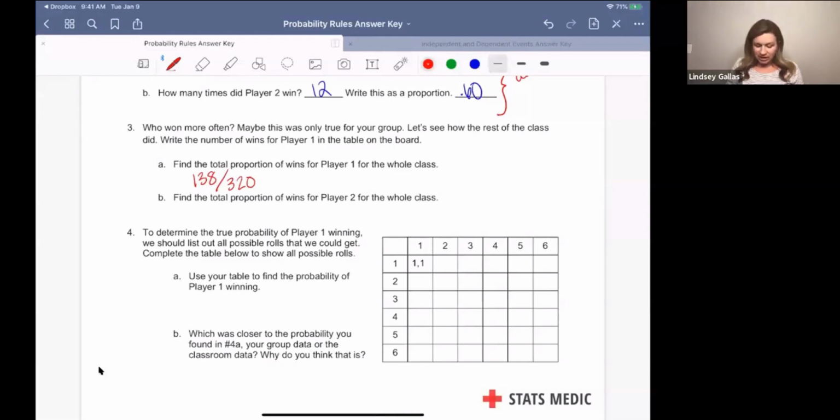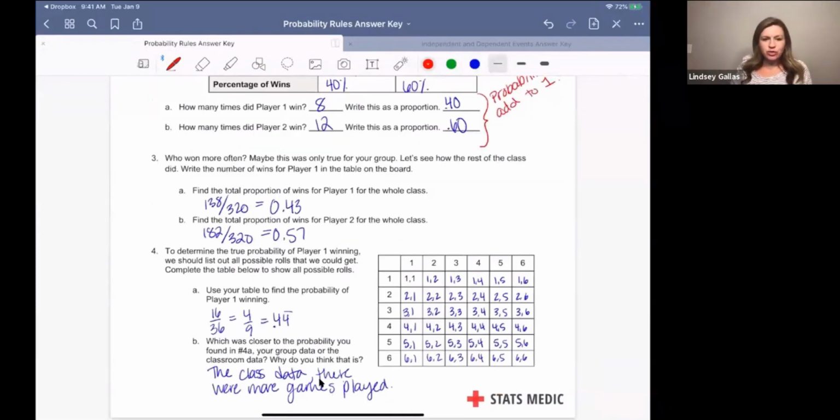Now what I'd like you to do is finish up the entire rest of this page. Pause your video and work through, and then we'll add some things to the margins. All right, so let's go through this.